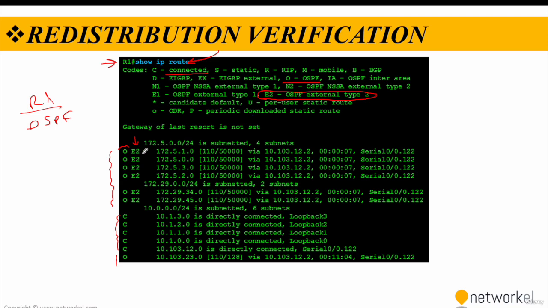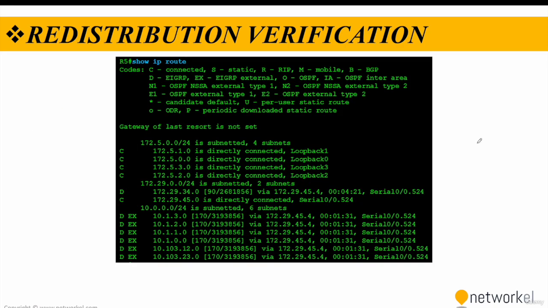On the other hand, I could see E1 also here. I will explain the difference between E2 and E1 in a short while. But please pay attention that these routes are coming from the EIGRP domain, so they are advertised into the OSPF domain as E2 OSPF routes. So my router 1, which is in the OSPF domain, is now aware of these networks. Okay, so this is how it works.